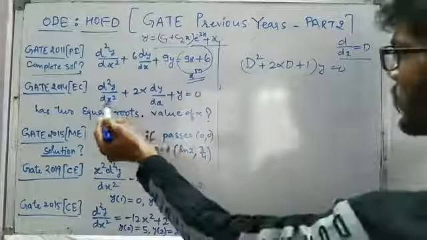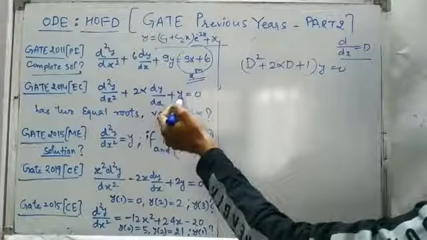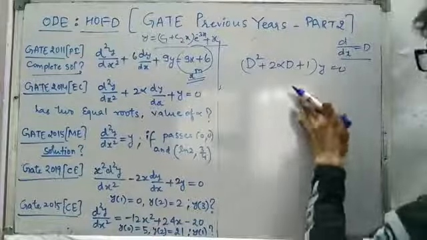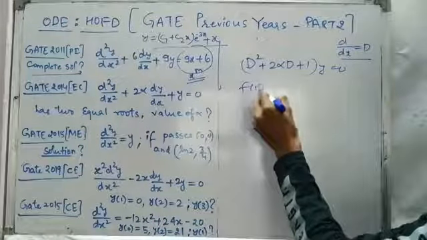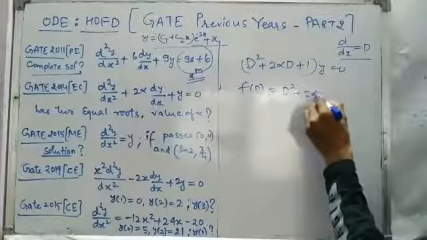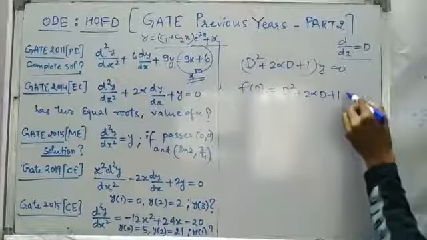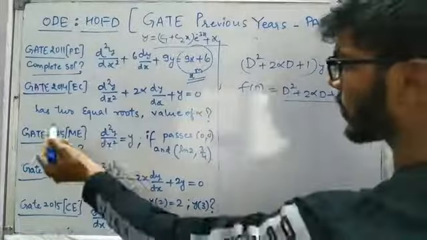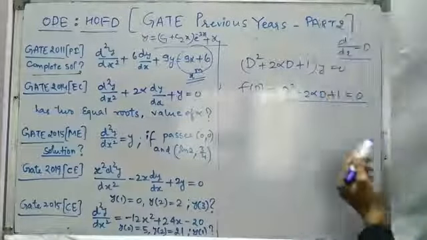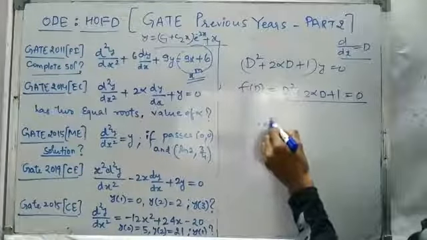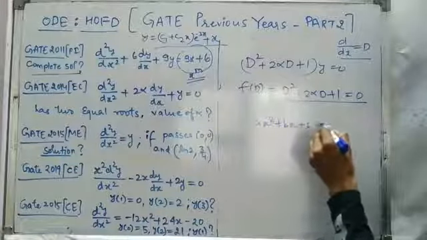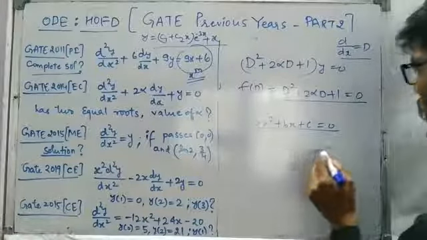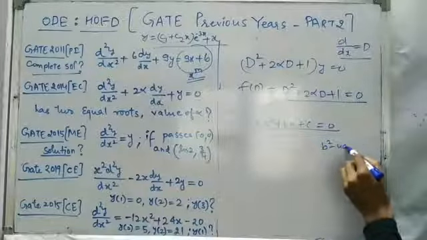So this is nothing but d2y plus 2 alpha dy plus y. So y I have taken common. So we have f of d is equal to d square plus 2 alpha d plus 1, and this is equal to 0. This is our auxiliary equation, and it is given that it has two equal roots. So if an equation ax square plus bx plus c is equal to 0 has two equal roots, the condition is b square minus 4ac is equal to 0.